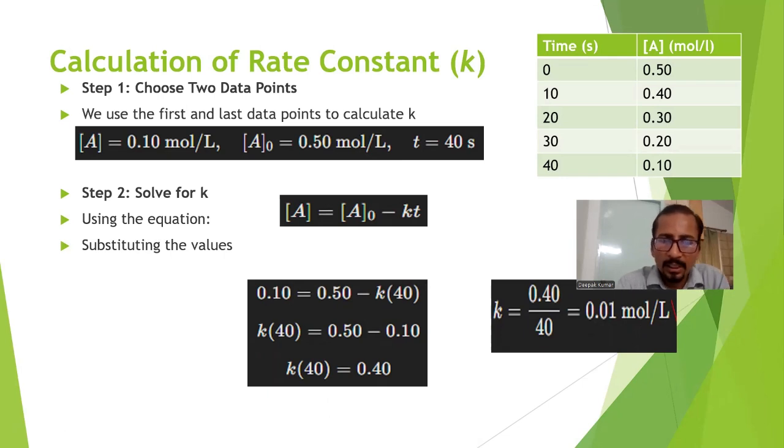So like this, we can calculate the rate constant once we know the order of reaction. And the order of reaction we come to know by using the graphical method or the initial rate method. Clear? So today in this session, we have learned how to determine the order of reaction, and then how to calculate the rate constant for the given data.